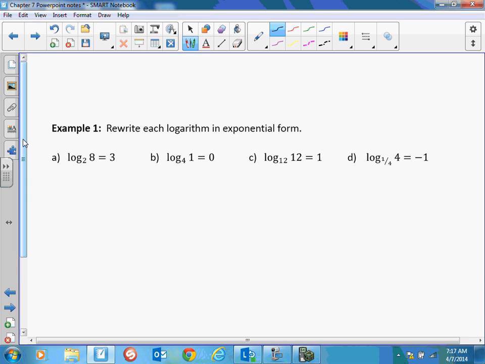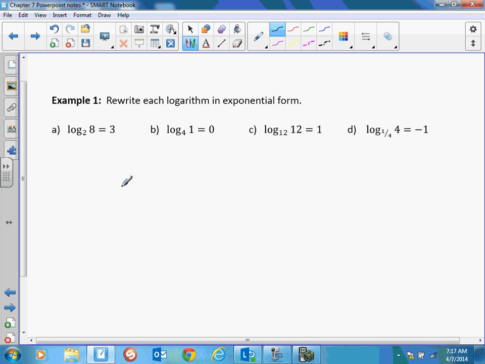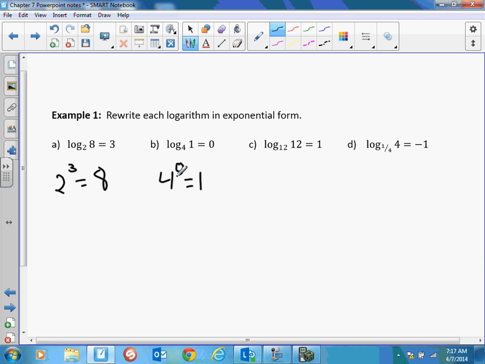So the first one, how do you rewrite these from logarithmic form to exponential form? You take the base, which is this number right here, the 2. Then you take the power, which is this number right here, which is 3, and you set it equal to 8. So 2 to the third power equals 8, which is true. You go to the next one: base of 4 to the 0 power equals 1. And just using the same formula over and over again. And all these make sense.